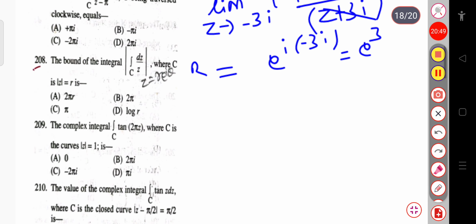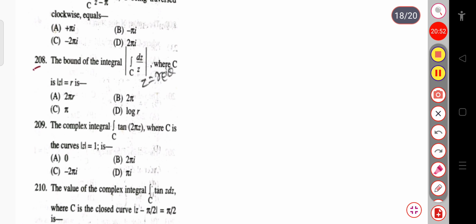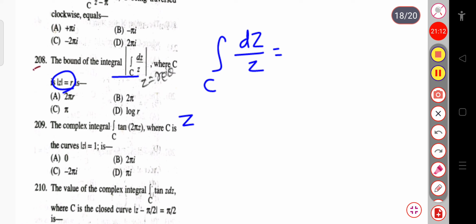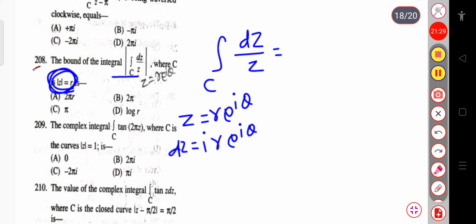Now the next question. You have to calculate the integration over C of dz by z. Since mod z equal to r is given already, we can put z in terms of polar coordinates, z equal to r exponential i theta. From this, dz will be equal to, r is your constant radius, so exponential i theta, and the derivative of i theta is i r e power i theta into d theta.